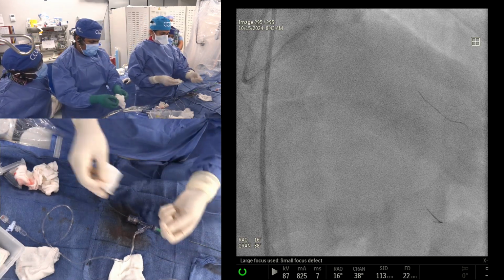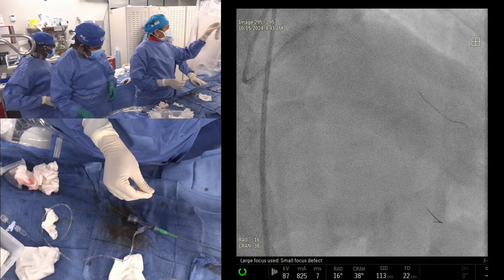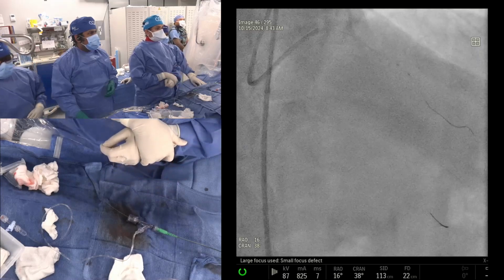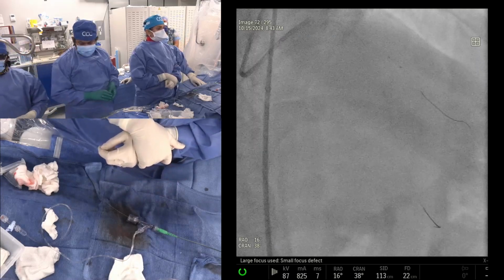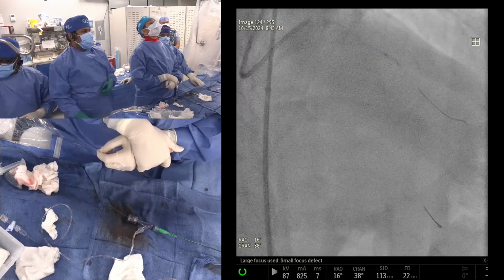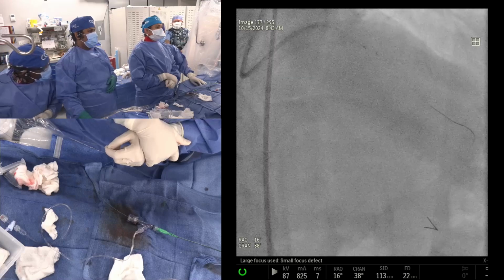Now let's put a stent. Put a 2.5 by 23 for the diagonal first. There is a little bit of distal dissection, but there is quite a bit of plaque in there. And the LAD, we said 2.75 by 48.